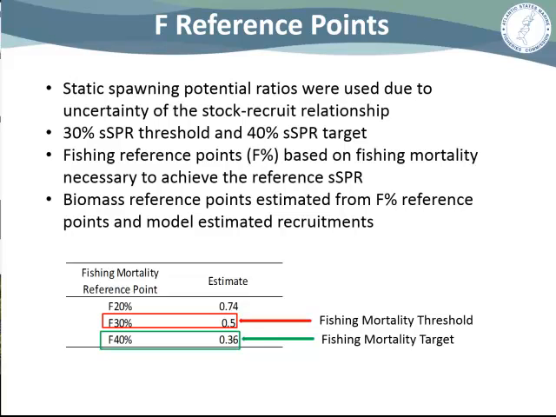The static spawning potential ratios were used due to the uncertainty in the stock recruitment relationship. So we were using a 30% SPR threshold and a 40% SPR target. And the fishing reference points were based on the fishing mortality necessary to achieve that SPR. And so the biomass reference points would also be estimated from those F percentage reference points, so that our mortality threshold at F 30% was 0.5, and then our target was a fishing mortality of 0.36.